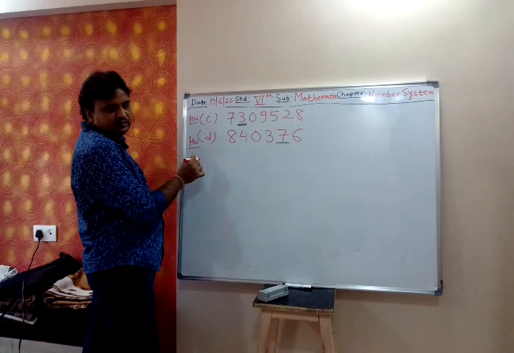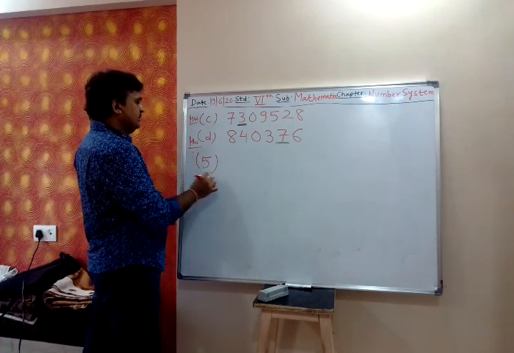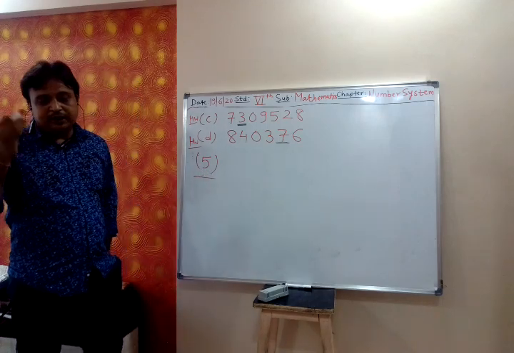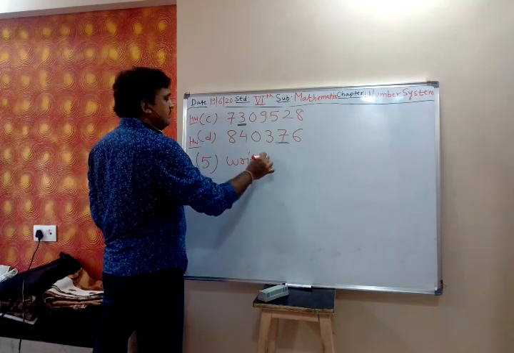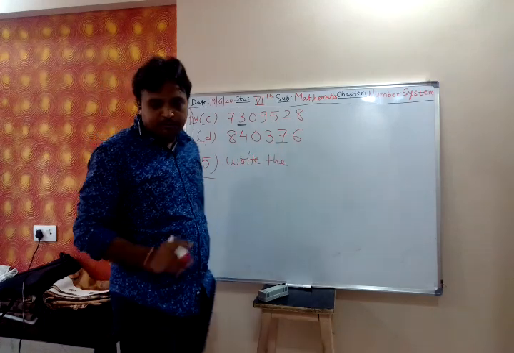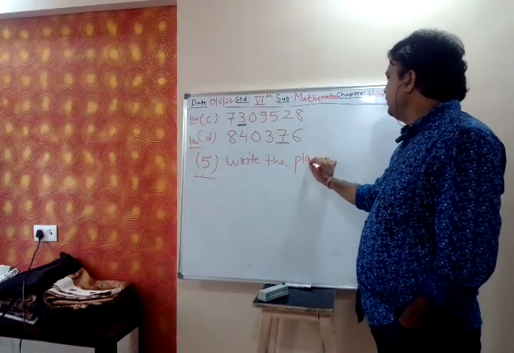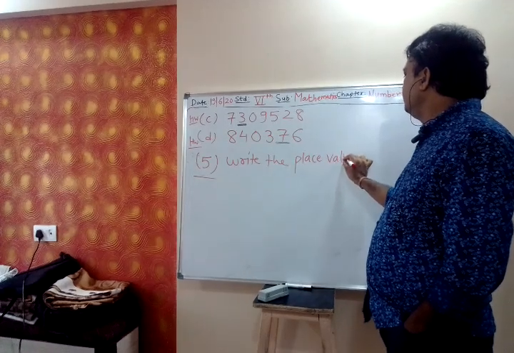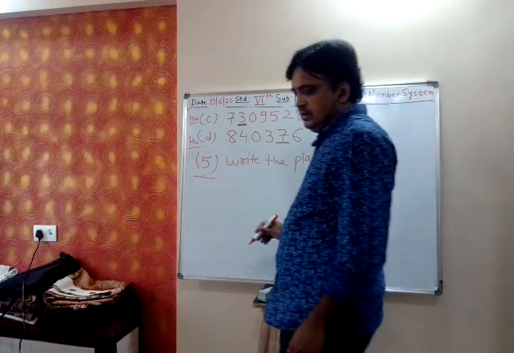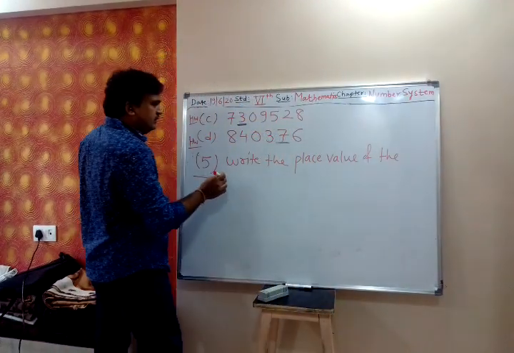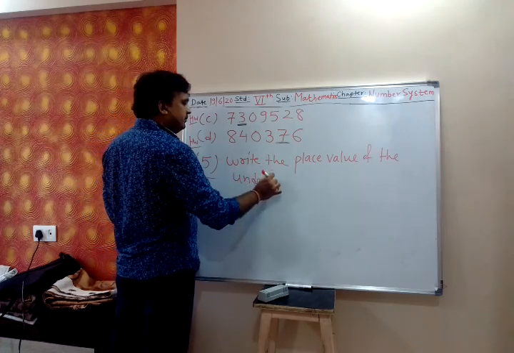Now next, question number 5. Write the place value. Now we are asked to write the place value. Mute the microphone. Write the place value of the underlined digit.